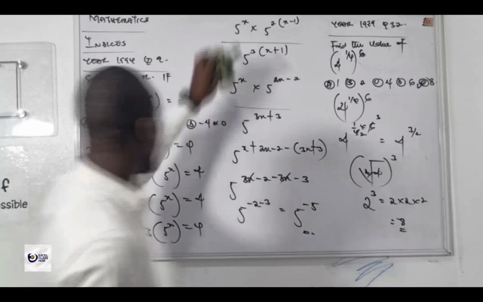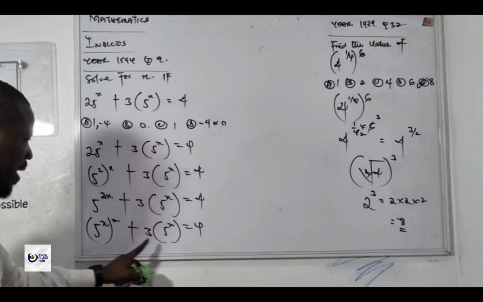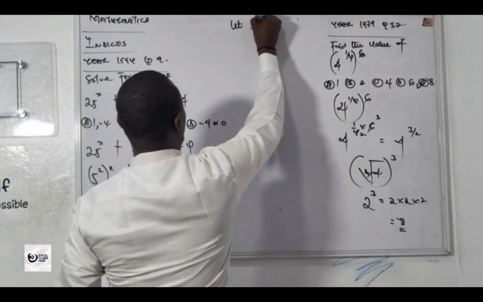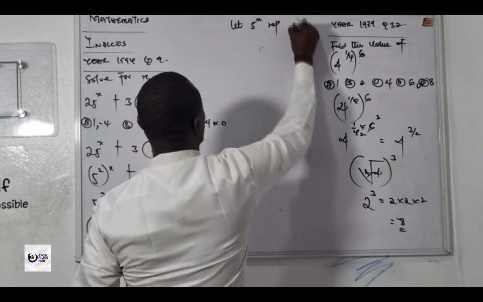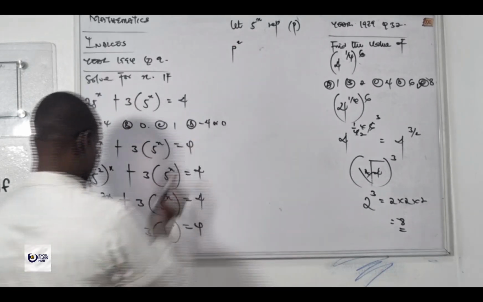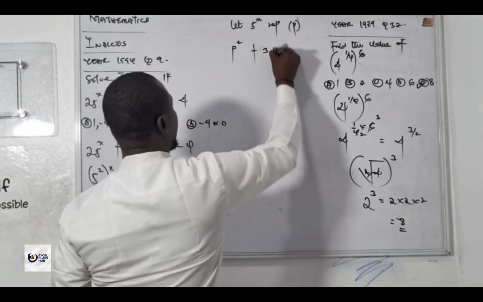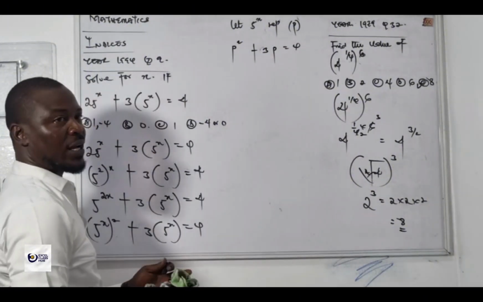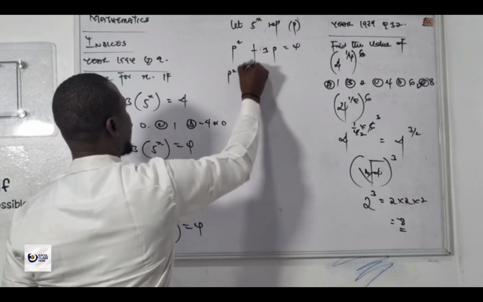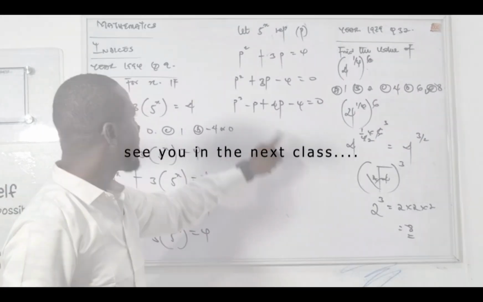Now, I can move further to solve my question completely. You can see that 5 raised to power x is common to both sides. Let 5 raised to power x represent P. So this one will now turn to P squared plus 3, and this one will now turn to P, everything equals 4. It has turned to a quadratic equation. This 4 is plus, bringing it inside is minus. P squared plus 3P minus 4, everything equals 4P.